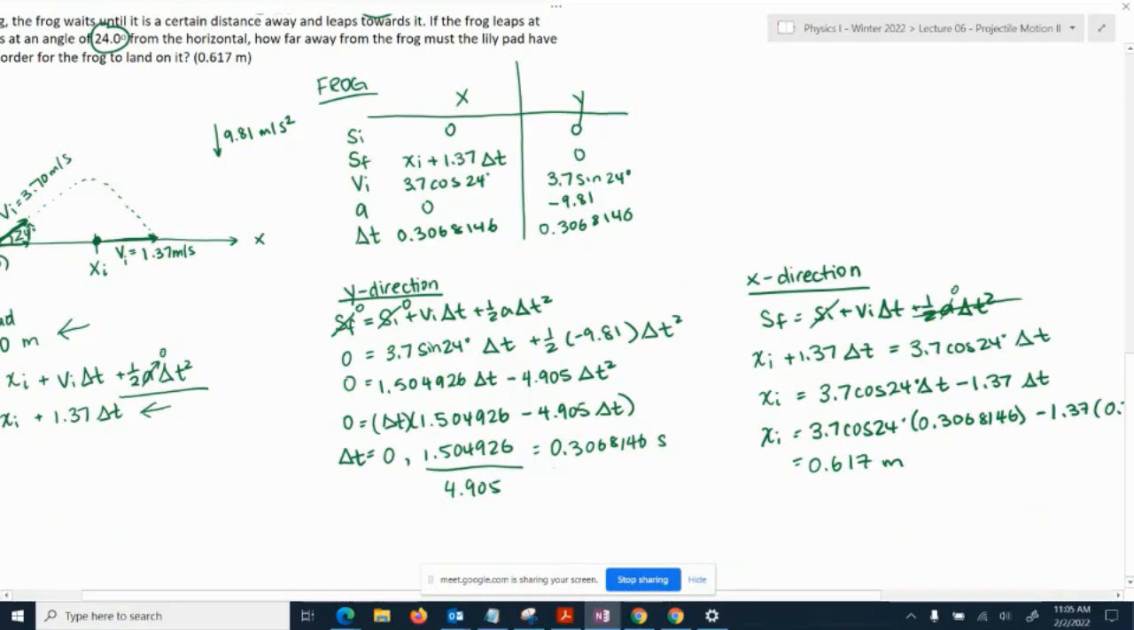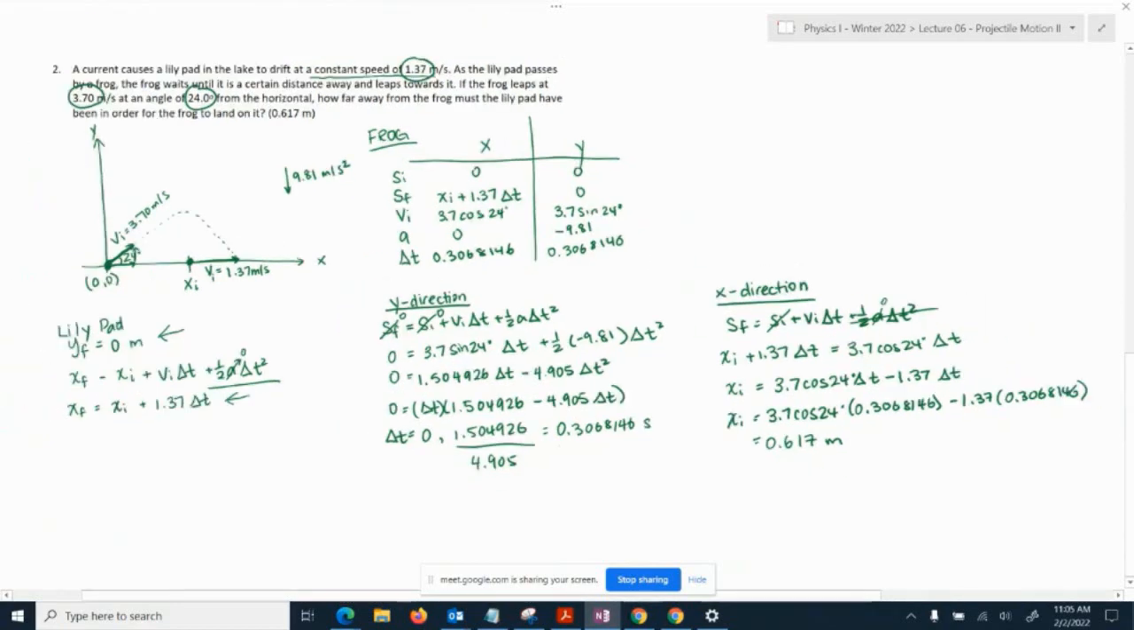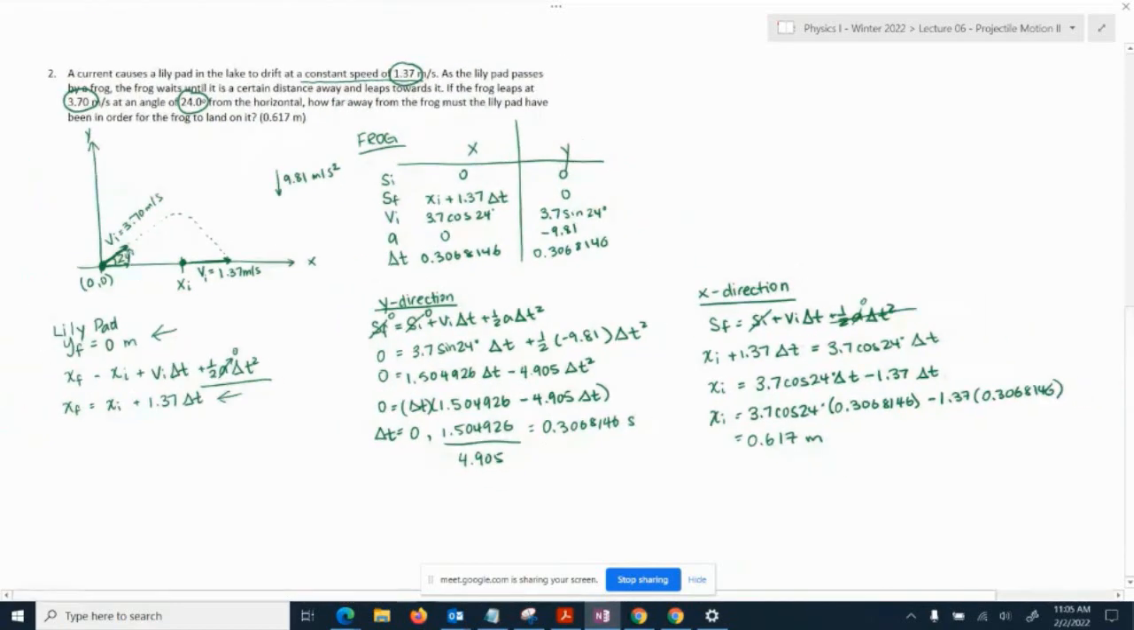Canvas does not understand significant figures, so I have to specify on the tests, unfortunately. All right, so that's it. So we found out that the lily pad had to be 0.617 meters away from the frog the instant the frog decided to leap, and that way the frog would land right on top of that lily pad.